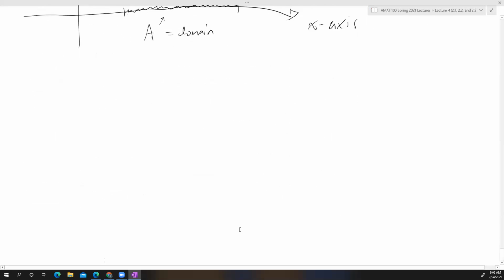So the book gives an example, and I can't replicate it perfectly, and this is sort of a silly example because the domain is obvious once you write down the rule. In a sense, the range is also obvious. So our function is given by this. We want to find the domain and the range. So this is example 2 in section 2.3.